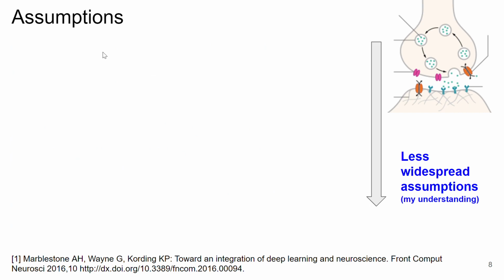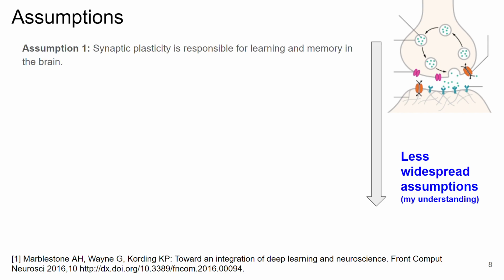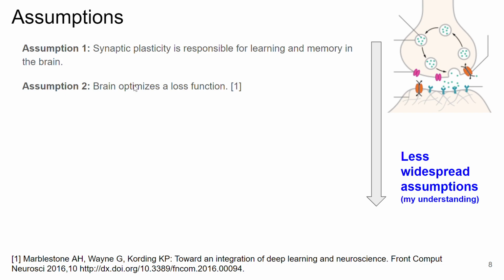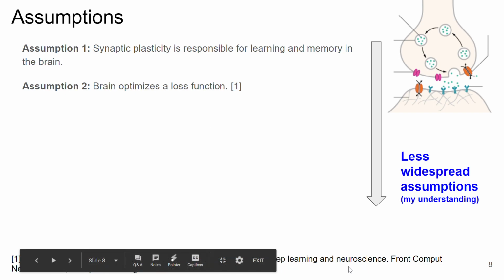So what are the assumptions that we are making to build this very simple model of how the brain learns? Assumption number one is that synaptic plasticity is responsible for learning and memory in the brain. This is a widely accepted assumption in neuroscience, and as we go down the assumptions, they're going to be less and less widespread. Assumption number two is that the brain optimizes a loss function. This has been argued for in this paper, and I'm not going to go into those details now.